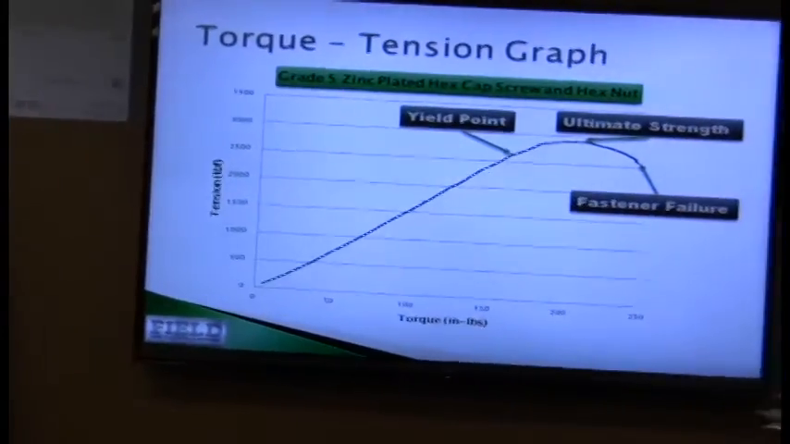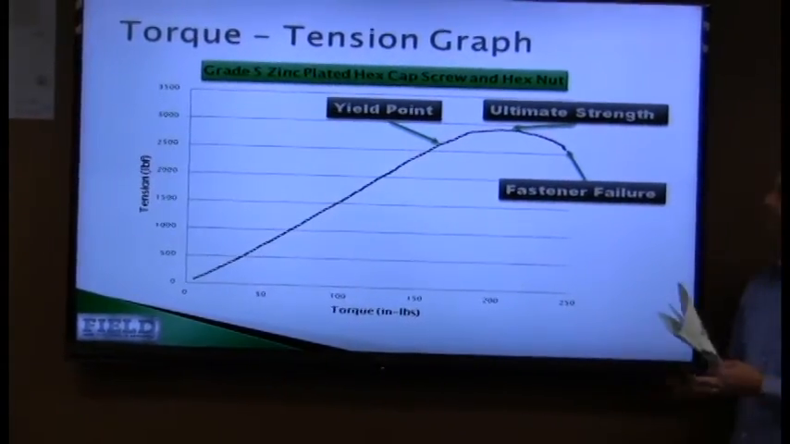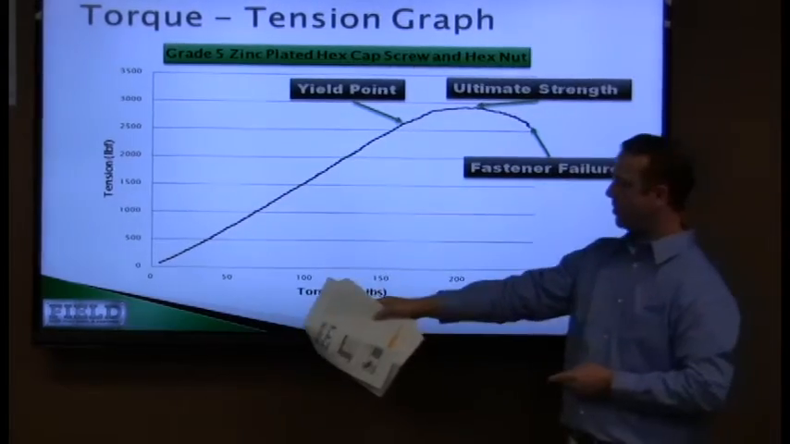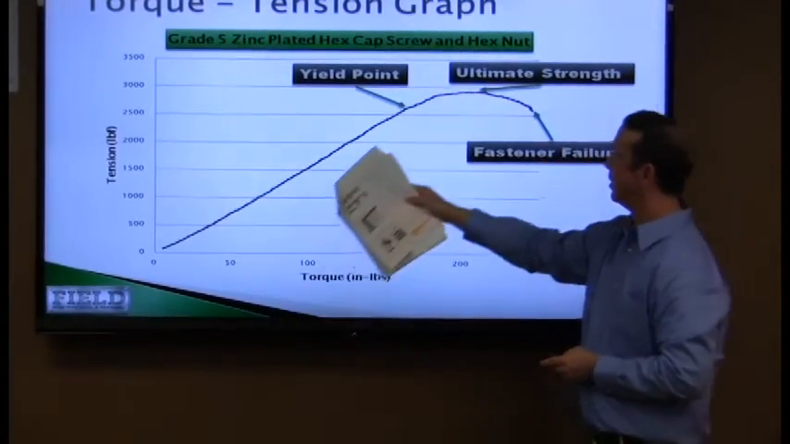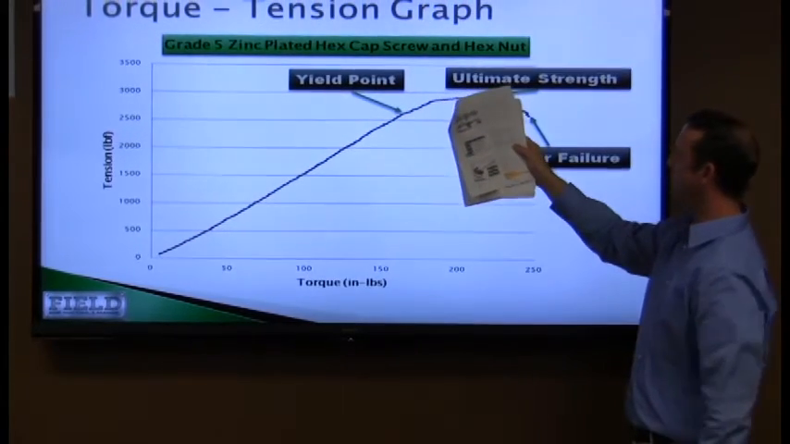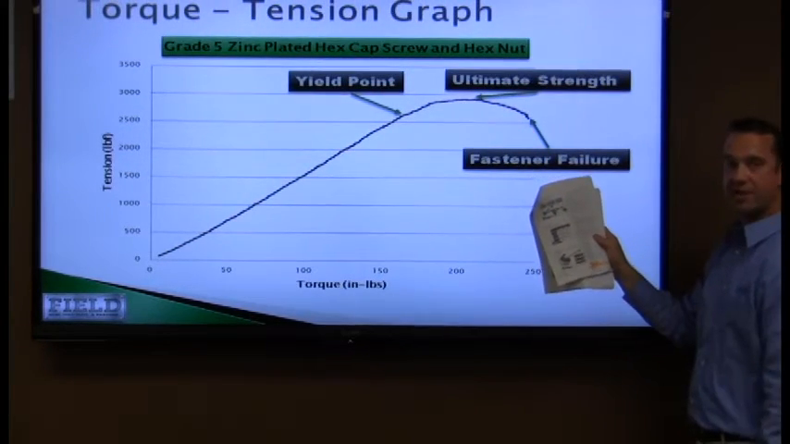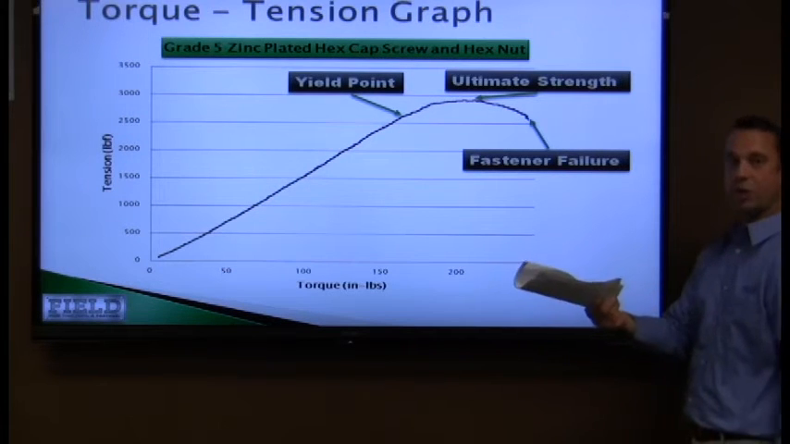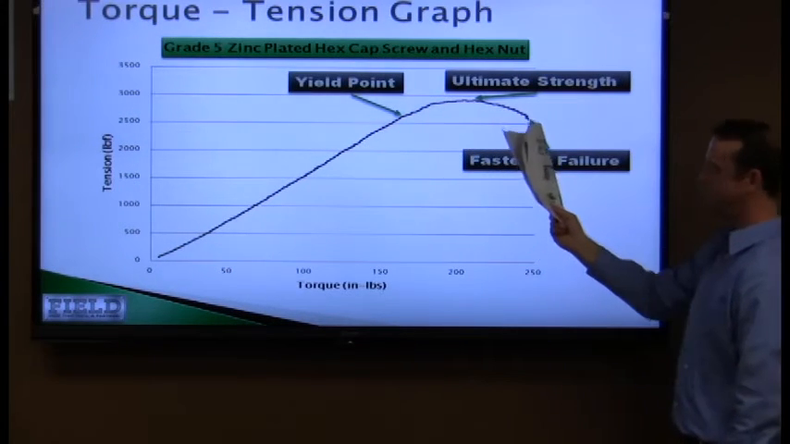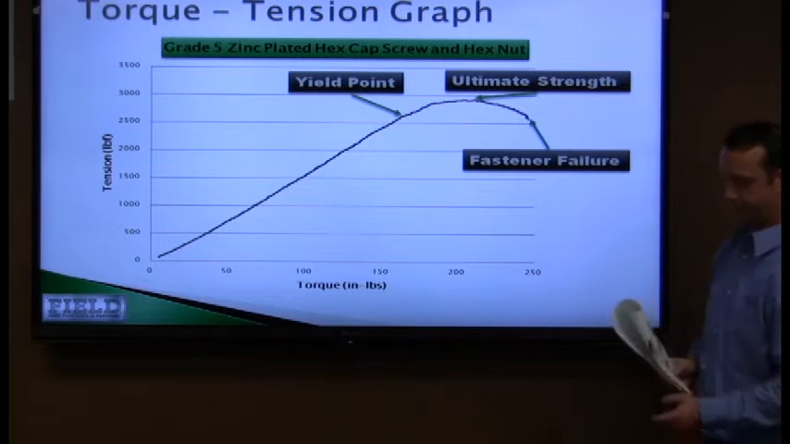So here's a graph of what Nathan just showed right here. Again, we're going to have our torque on the x-axis, our tension on the y-axis over here. We'll have our yield point roughly here, our ultimate strength over here, and our fastener failure right here. Nathan didn't take this obviously to failure, but if you continue to torque it past the yield point, you see a graph similar to this.